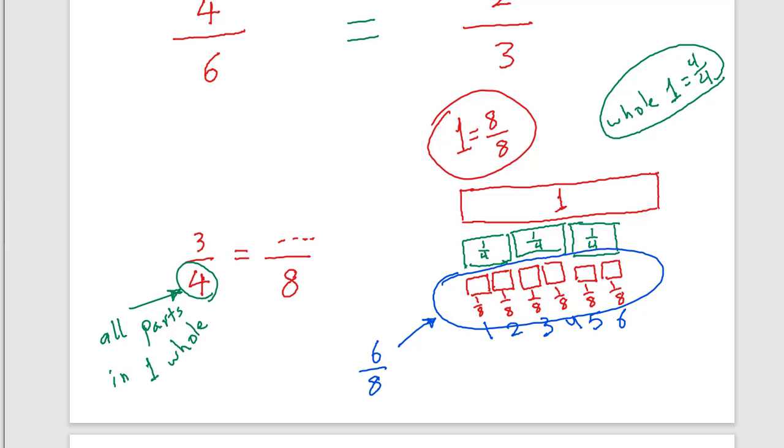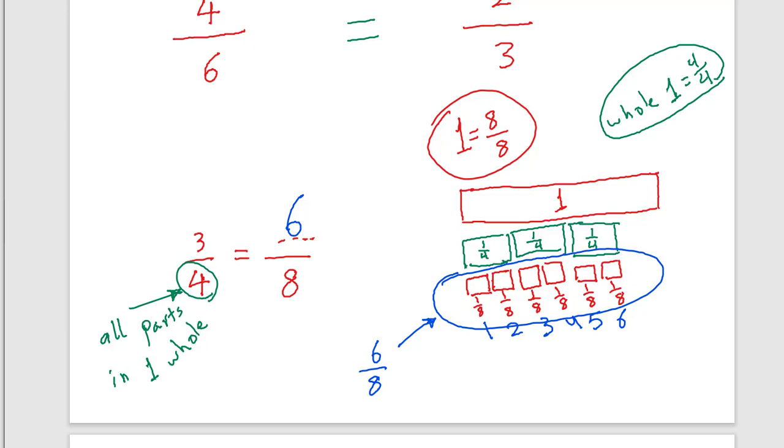So what number should I write here? 6 8s. Yes, I should write 6 because I have 8 down already in the denominator. So I just need to write here 6. Okay, thank you, my hero. Thank you, Rida. Great work.